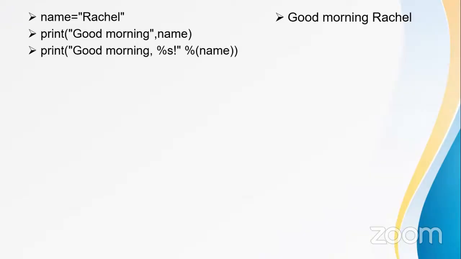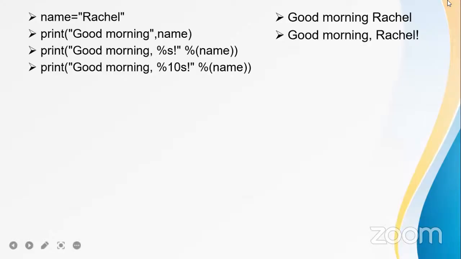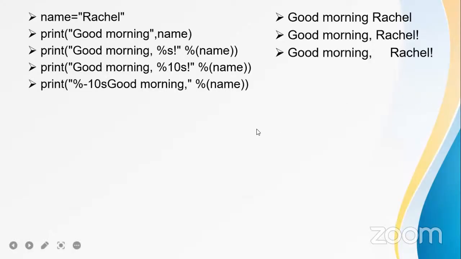Now when I say good morning, modulo s, then what will happen? It is just like a format. Rachel will be fetched from name and printed immediately after good morning. This is another way of writing the output format. Now here I can make some small changes. When I use 10 with space, some space will be given. I can increase the space.